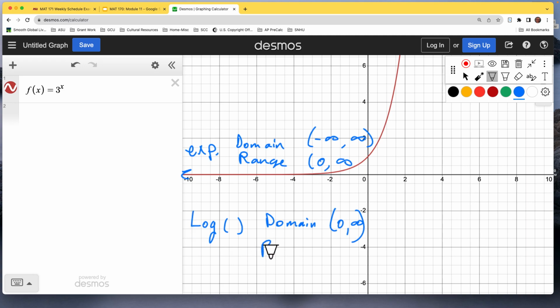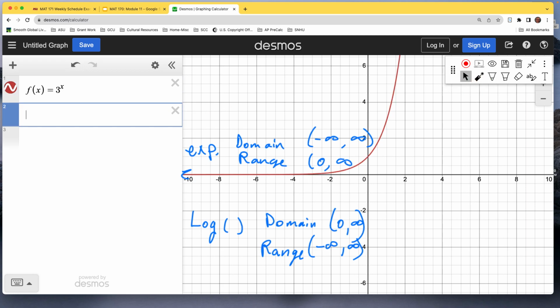But the range is going to be from the domain. It's going to be from negative infinity to infinity. Okay, so I just wanted you to get a preview of that, and now let's go ahead and actually graph one. We'll call it g of x.